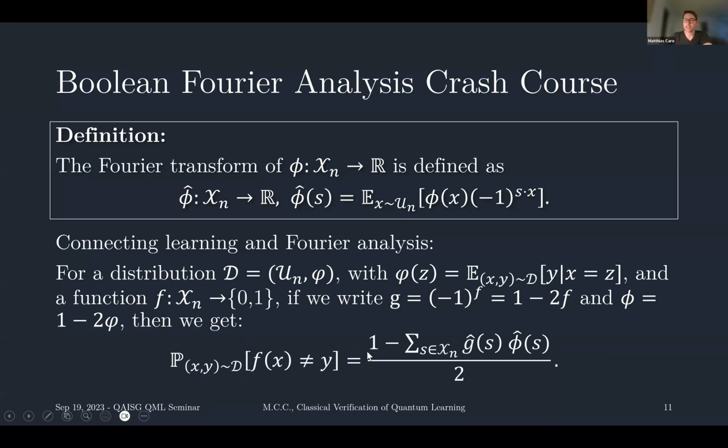And you can rewrite it as 1 minus the inner product between the Fourier coefficients of the relabeled function and the relabeled expectation phi, divided by 2. So what this means is if the Fourier spectra are well aligned, then the misclassification probability is low. In other words, if you want to achieve a small misclassification probability, a good strategy is to learn the Fourier spectrum of this phi and then to try to approximate it to align with it well. And this is the motivation behind a lot of Fourier-based learning approaches.